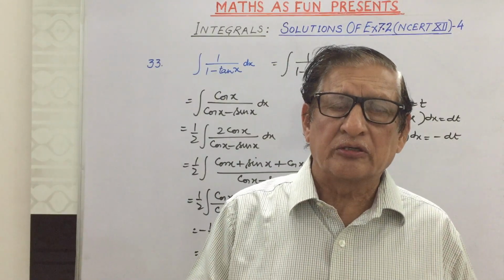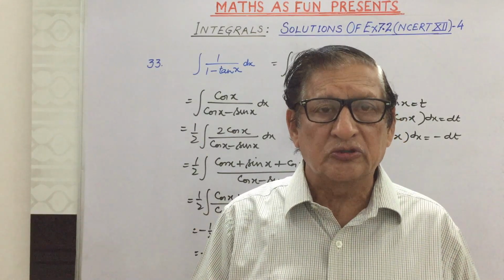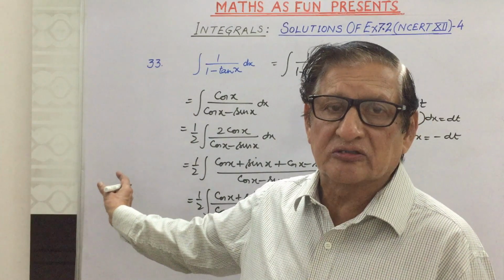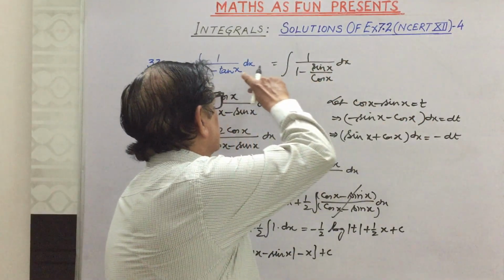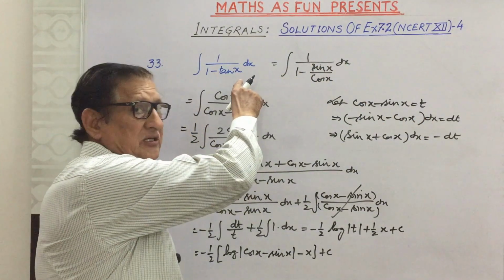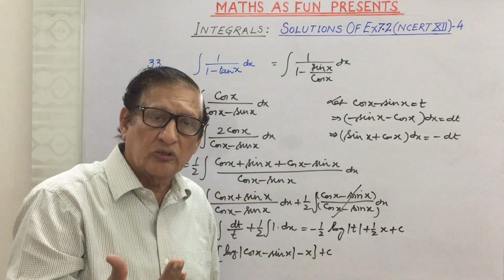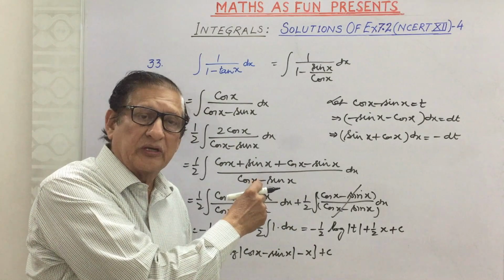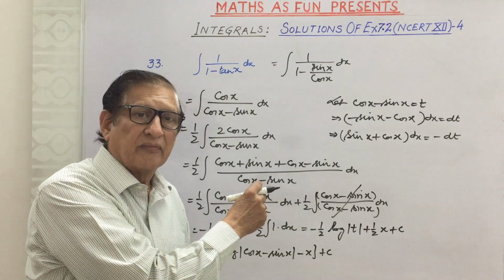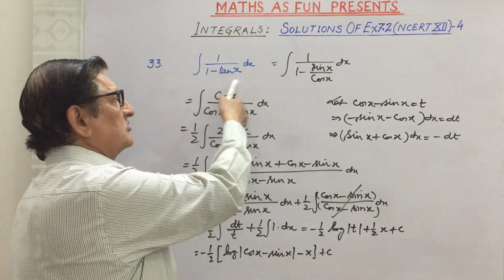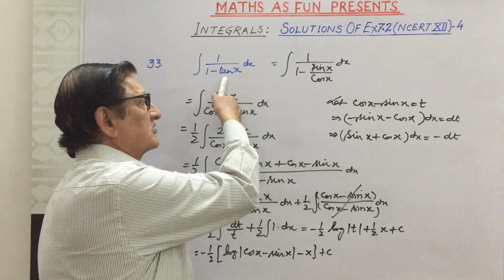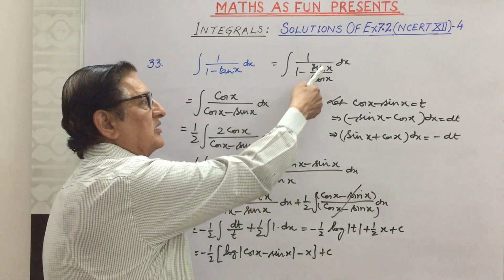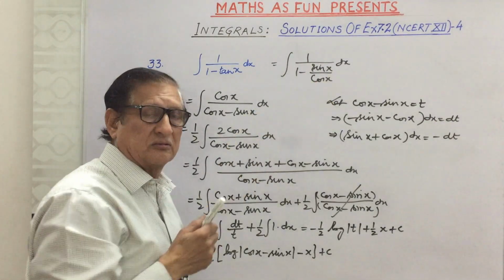Question number 33 here is similar to question number 32. The only thing is, in place of cot x, here it is tan x. The question is the integral of 1 upon 1 minus tan x. The similar procedure we are going to adopt, and that is why I have already written the solution here. I am just going to explain it. See, we convert this tan x into sine and cos, and we know tan x is sine x upon cos x. So we get here 1 upon 1 minus sine x upon cos x.